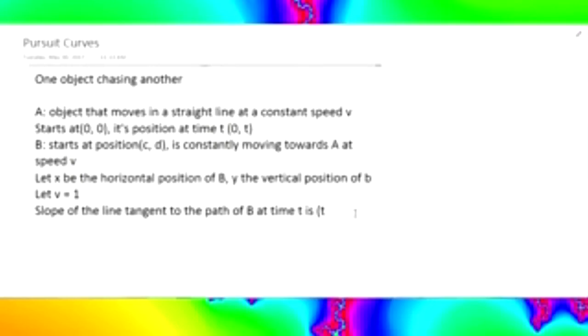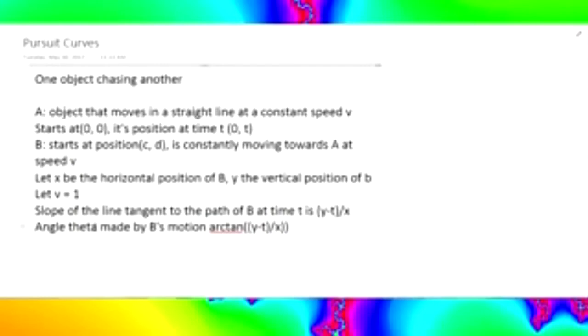That is going to be t minus y over negative x, and we'll put that negative at the front, y minus t over x. Alright, now we can actually get an angle of that. Angle theta made by B's motion is going to be the arctangent of y minus t over x.